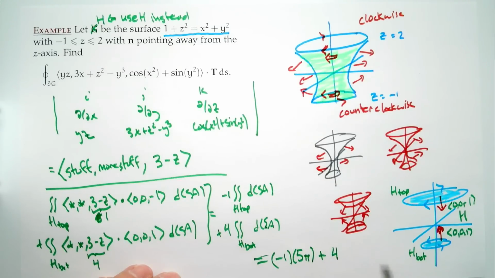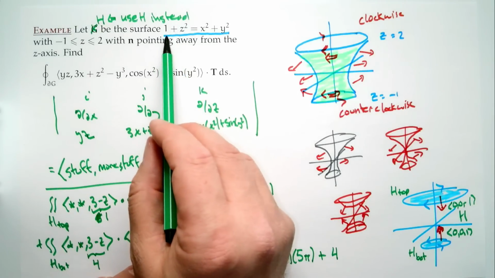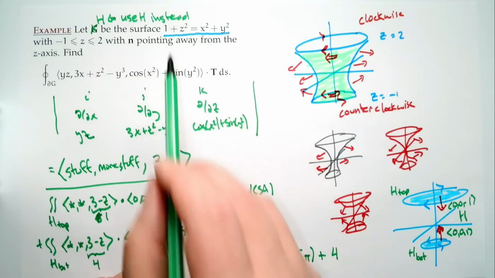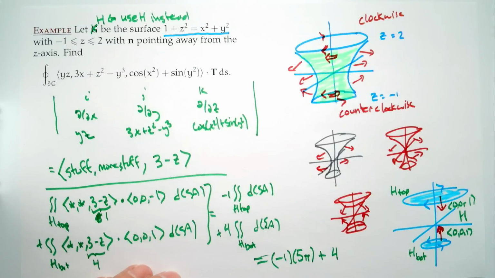Plus 4. Now we go to the bottom disk. So that's at z equals negative 1. So you get 1 plus negative 1 squared, which is 2. A circle where x squared plus y squared equals 2. Our radius is root 2. So the area is 2 pi, square root of 2 squared times pi. Minus 5 pi plus 8 pi gives us a final answer of 3 pi. And we're done.